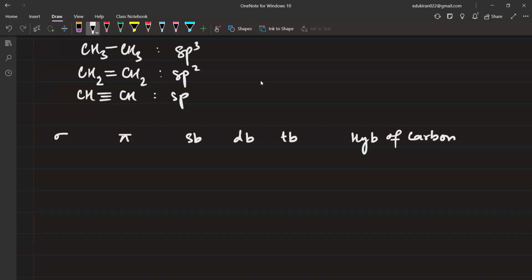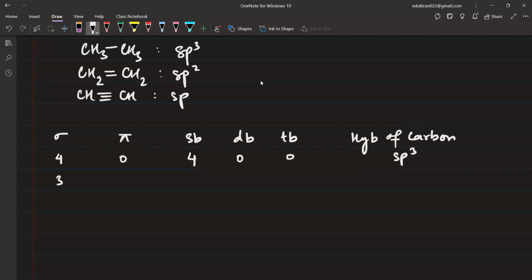Let us suppose we have 4 sigma, and carbon can make only 4 bonds, so there will be 0 pi. And how many single bonds? Because sigma is single, there will be 4 single bonds and 0 double bonds and 0 triple bonds. That means if we have only single bonds, then the hybridization of carbon is sp3, as was the case of the ethane molecule.